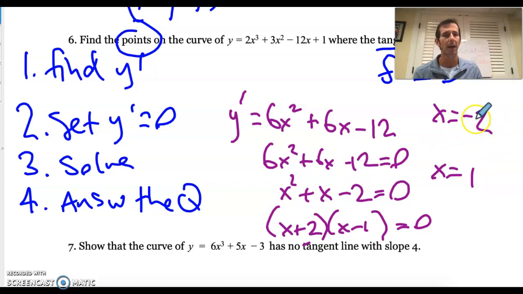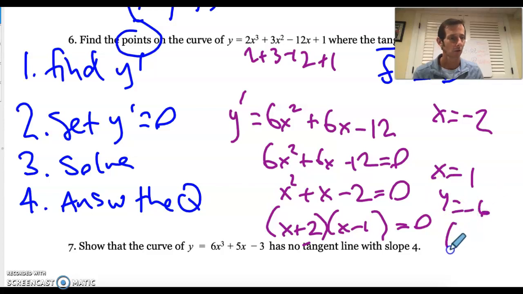Now to find the point, I got to plug that back into this function. So if I put 1 in here, I'm going to get 2 plus 3 minus 12 plus 1. That's plugging 1 back into my function because the point has to be on the function, not on the derivative. And so I would get 5, 6, so negative 6. So one of my points would be 1, negative 6. Hoping I actually did my math correctly.